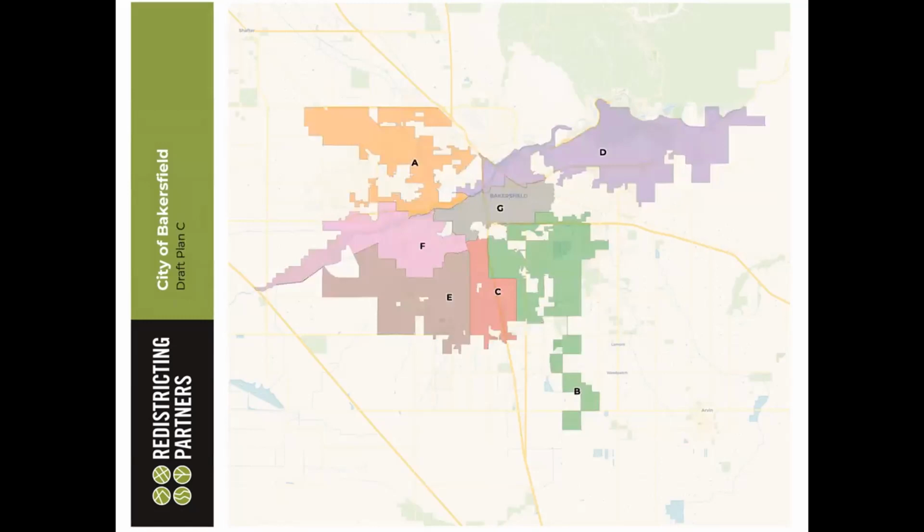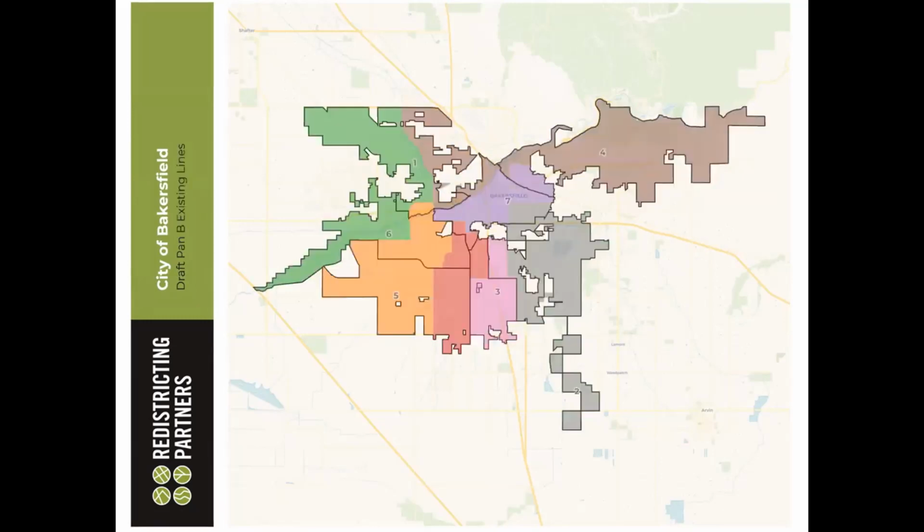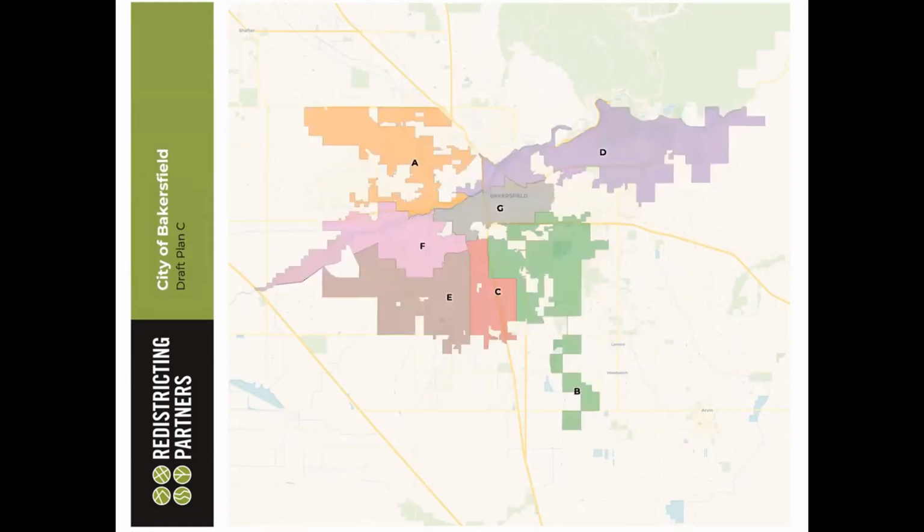Looking at draft map C, again, this is the map that follows the lines of the river and canals in the city. So only slight changes really between B and C. But again, these will align with the numbering, at least for the current wards. And you see that there are similar changes in the southeast.